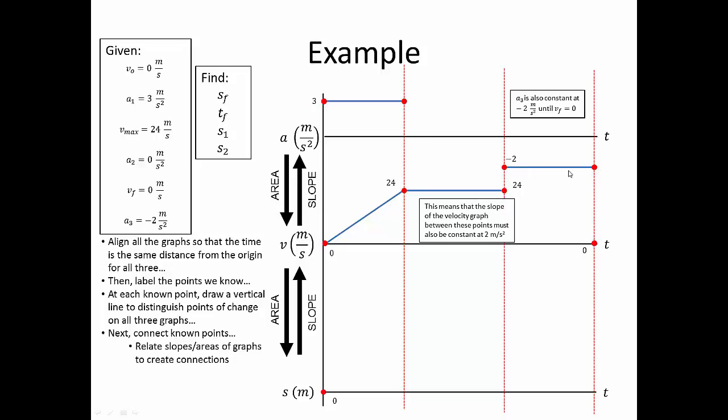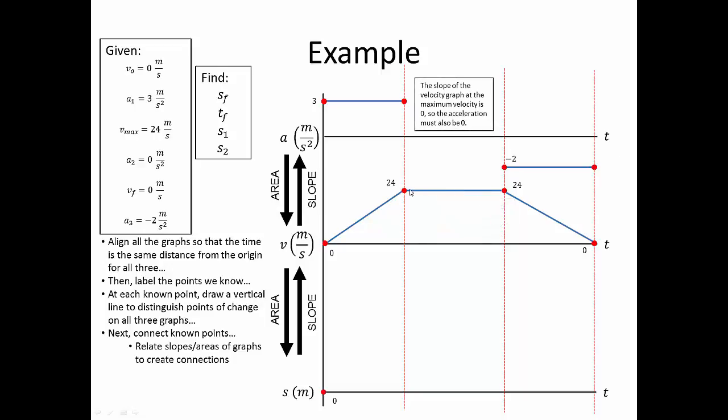This also means that the slope of the velocity graph between these 2 points must also be a constant slope of 2, and it's a negative slope. So we have a constant slope of -2 from 24 to 0. That will complete our velocity graph. Now we can complete our acceleration graph.